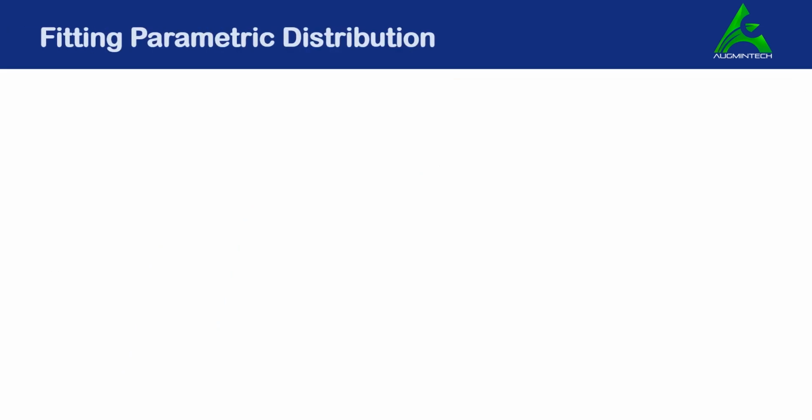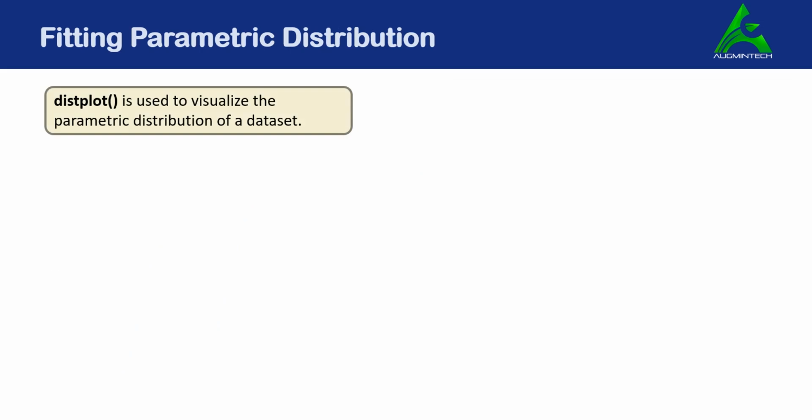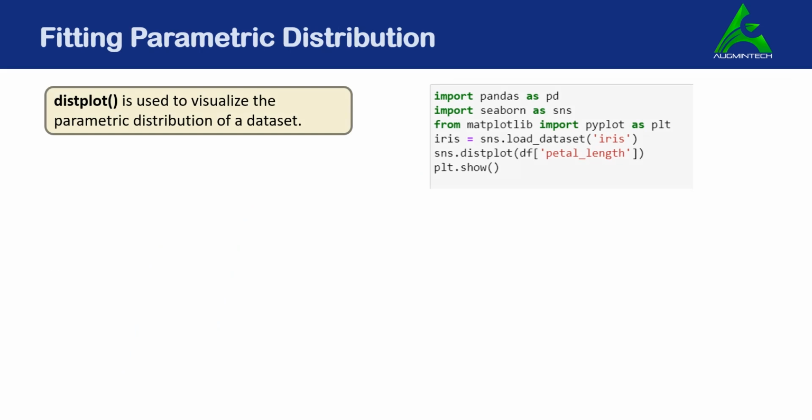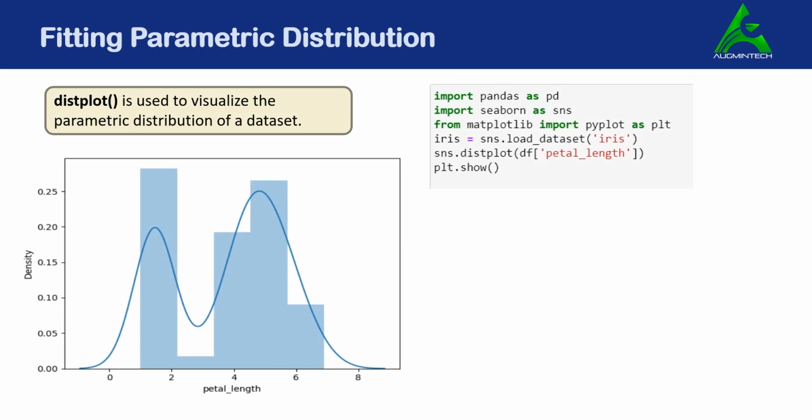Now let's see what is fitting parametric distribution. So this plot is used to visualize the parametric distribution of a data set. There we go. This is how the output looks when we do not specify kde equals false or hist equals false. So you can see here we have histograms as well as the curve for kernel density estimation. Again, this particular plot is for the iris dataset available in seaborn.